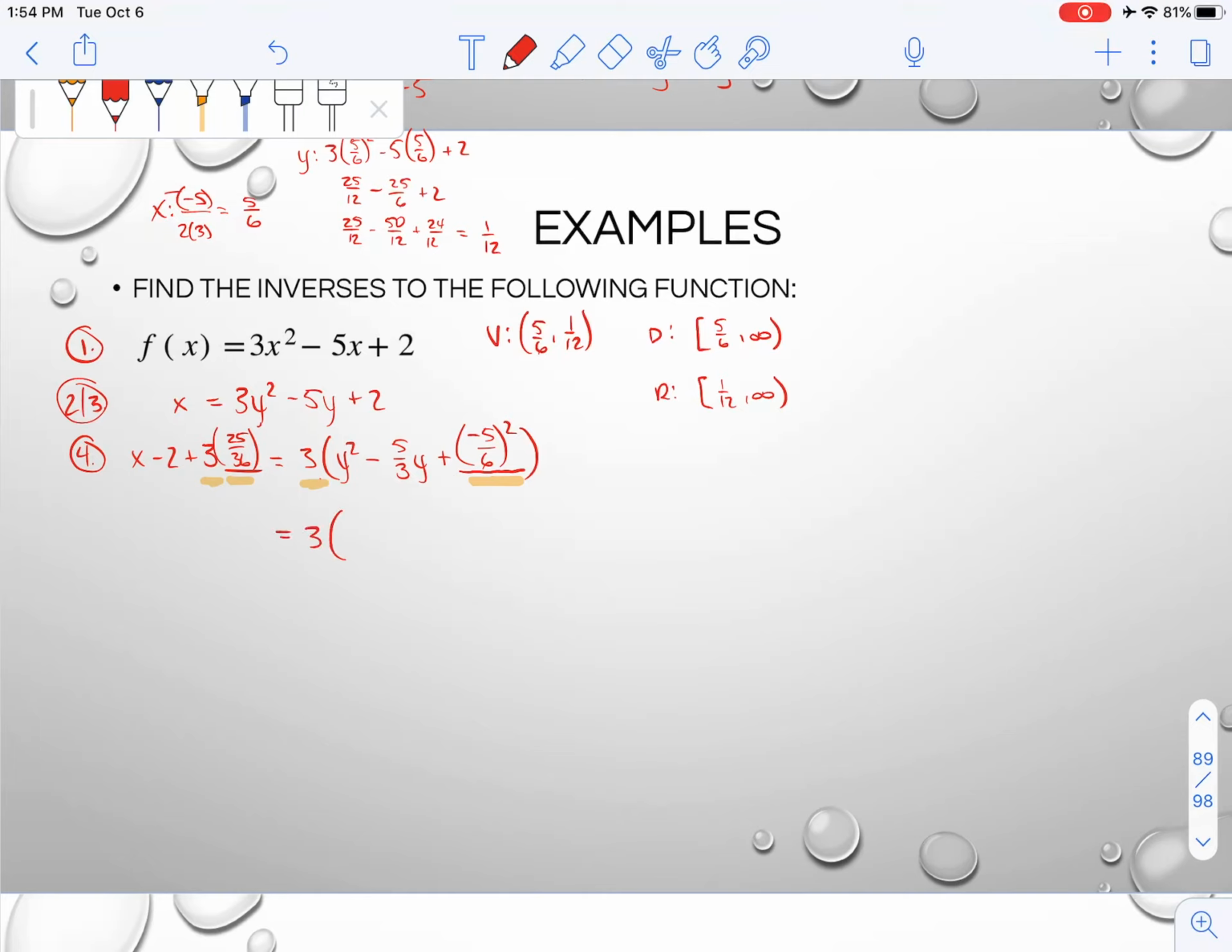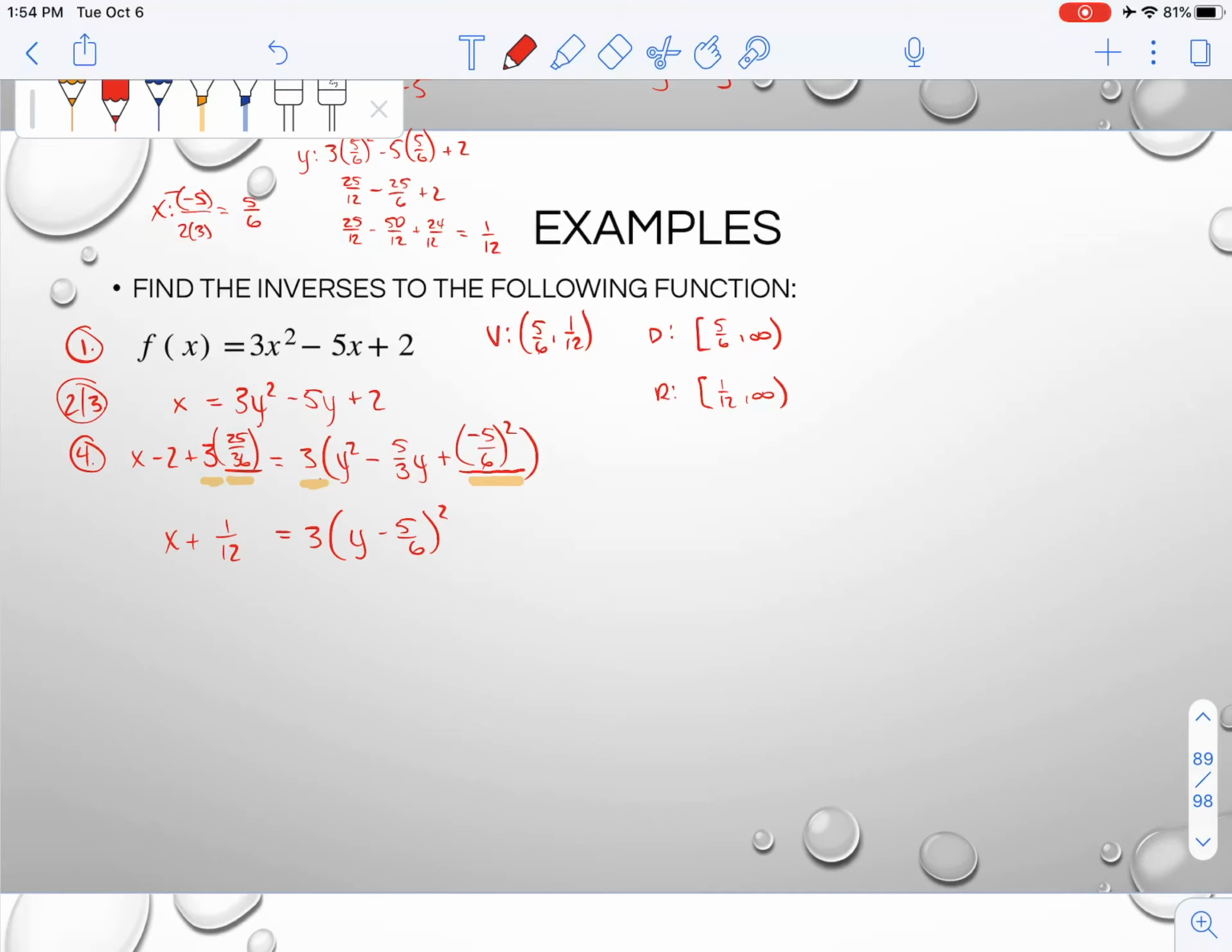So here we're going to have 3 times (y minus 5/6) quantity squared, equals, and if I do some simplification over here, the 3 and the 36 reduce, I have 25/12. And the negative 2, if I come up with a common denominator, is negative 24/12. So we're going to have x minus 24/12 plus 25/12, or x plus 1/12.